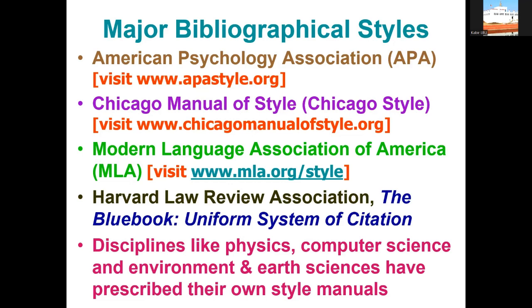There is a fourth which is also more common in the European countries, Harvard Law Review Association. That is the Blue Book, Uniform System of Citation. So these four are very common in the humanities, the arts and the social sciences. But after every one or two years, they are changing their style of writing. So a research scholar must be aware of how APA, MLA, Chicago Manual or Harvard change their style of giving references from time to time.